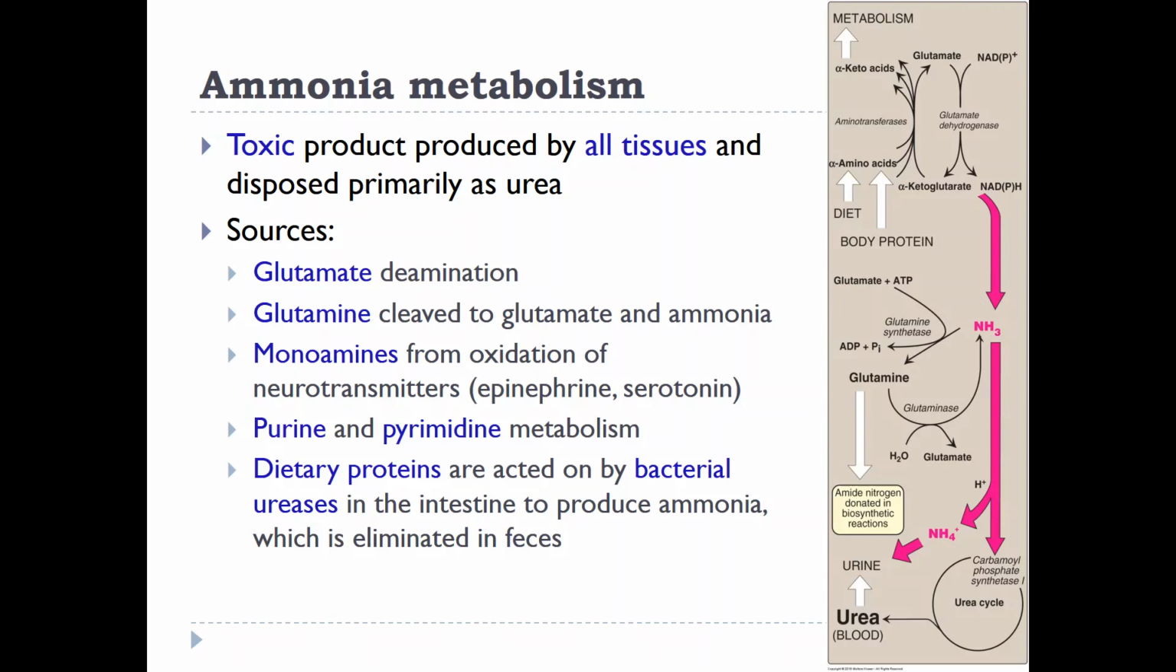And another source of ammonia we have somewhat covered before when we were talking about how urea can diffuse into the intestine and can be acted upon by bacterial ureases to form ammonia, which can be then excreted in the feces. However, there's another source of ammonia coming from dietary proteins, which can also be acted on by bacterial ureases, and they can be digested to produce more ammonia, which again is eliminated in the feces.